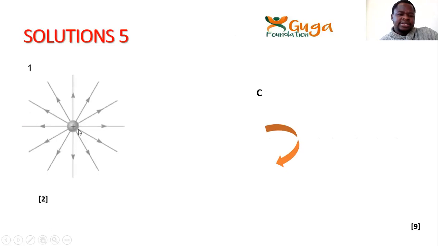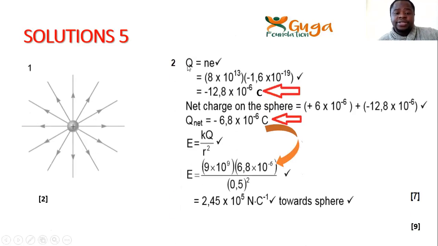So now this is the positive charge. The arrows are pointing outwards. And now for the calculation, you say your Q is equal to the number of electrons multiplied by e. The number of electrons transferred is 8 times 10 to the power 13, multiplied by the elementary charge, negative 1.6 multiplied by 10 to the power negative 19. And then you get negative 12.8 times 10 to the power negative 6 Coulomb.